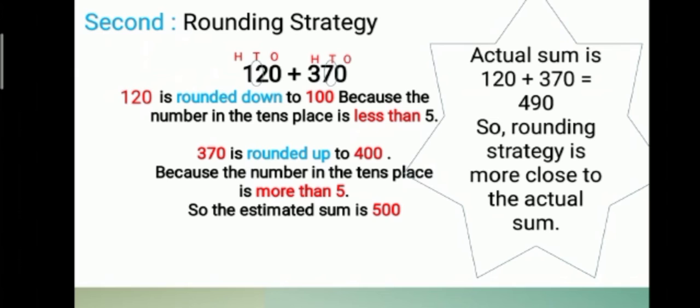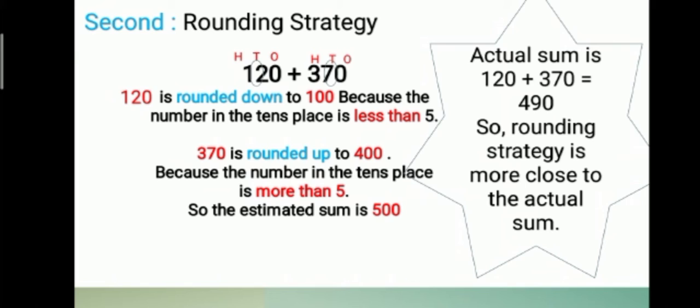Second, the rounding strategy, 120 plus 370. 120 is rounded down to 100 because the number in the tens place is less than 5. If it's less than 5, we round it down. If the tens is 5 or more, we round it up. 370 is rounded up to 400 because the number in the tens place is more than 5. So the estimation is 500.